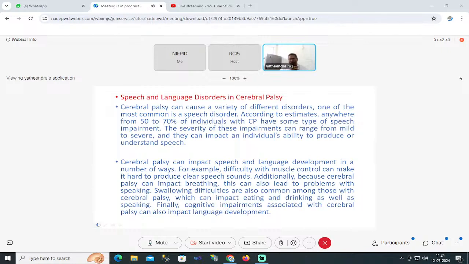Cerebral palsy can impact breathing also. This can also lead to problems with speaking. And some children with cerebral palsy have swallowing difficulties, eating and drinking problems, and these all come together and create a problem in speaking. The majority of the children you might have seen with cerebral palsy have drooling, salivation. Saliva is pooled within the mouth because there is incoordination of the tongue muscles and lip muscles. The tongue is the major organ in speech. If the movements of the tongue are not coordinated, or are incorrect or inadequate, there will be a problem in speech.